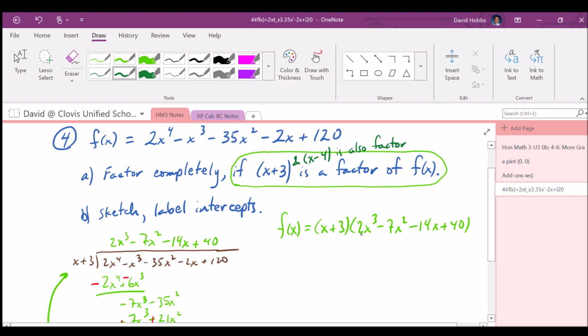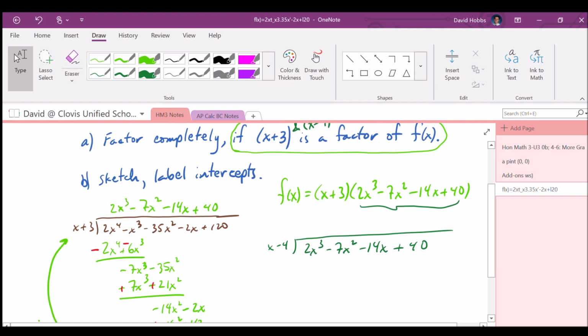Now we're partially factored, and I know that x minus 4 is a factor, so it divides evenly into f. But I don't want to divide it into f. I want to divide it into my reduced equation, because if it divides into f, it's going to divide into this part as well. So we're going to do x minus 4 into 2x to the third minus 7x squared minus 14x plus 40.